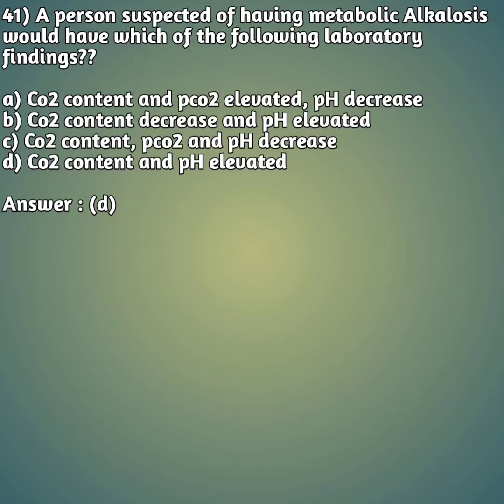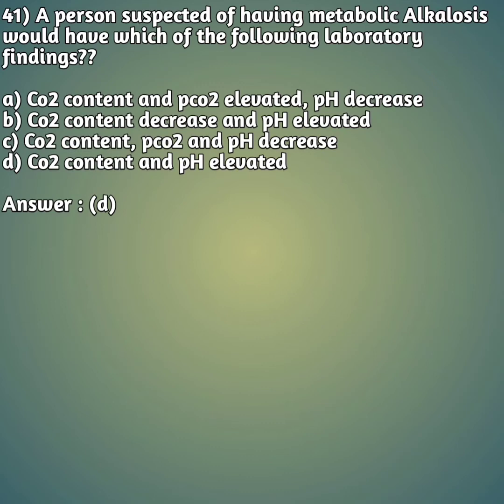Moving on to our 41st question. A person suspected of having metabolic alkalosis would have which of the following laboratory findings? Option A, CO2 content and PCO2 elevated, pH decreased. Option B, CO2 content decreased and pH elevated. Option C, CO2 content, PCO2 and pH decreased. And option D, CO2 content and pH elevated. So the right answer is answer D, that is CO2 content and pH elevated.